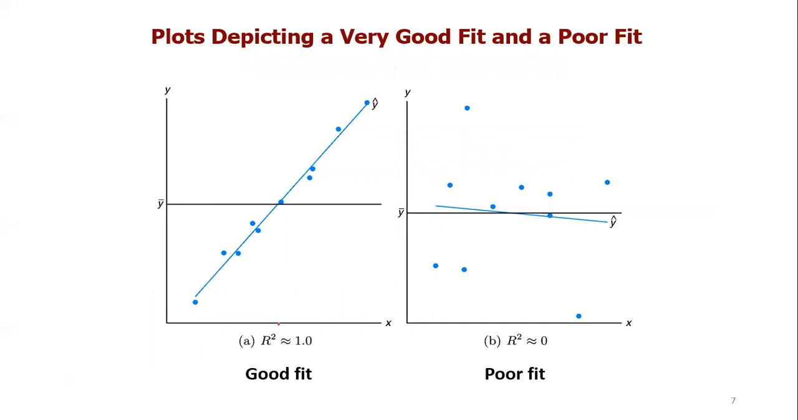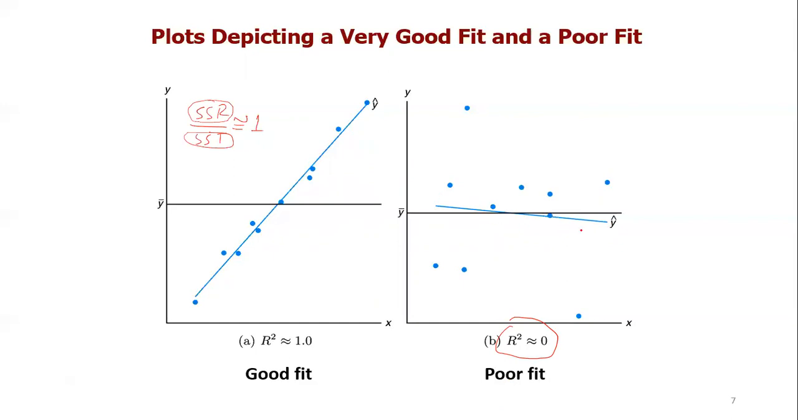So this is what we have in terms of a good fit. R squared is almost equal to 1. Remember, R squared was SSR divided by SST, the total variability. So the variability explained by the model is almost equal to SST. And this is a poor fit where R squared is equal to 0. What does it mean? Well, you cannot explain any variability by your model.